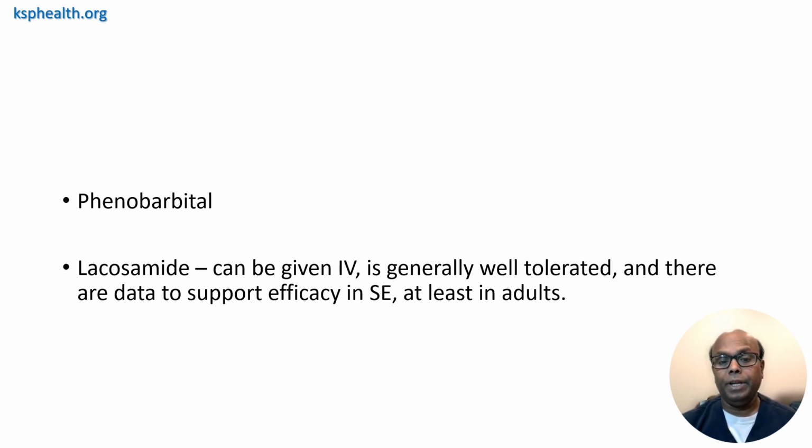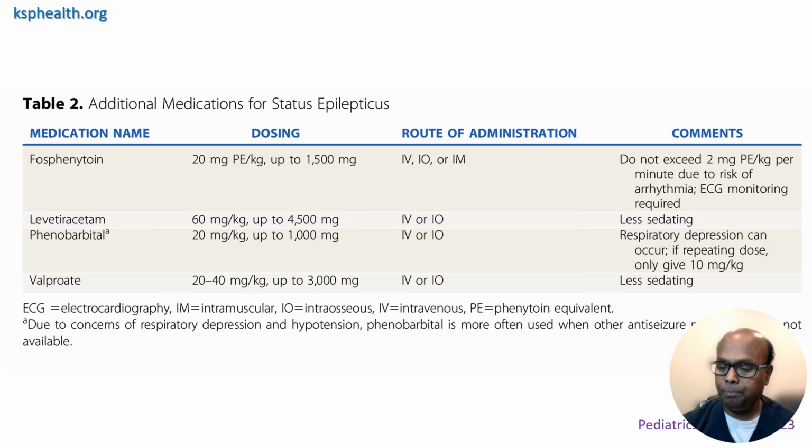Lacosamide can be given intravenously, generally well tolerated. There are data to support the efficacy in status, at least in adults and also in adolescents. As we mentioned earlier, the dose of fosphenytoin 20 per kilo up to 1.5, levetiracetam 60 per kilo up to 4.5, phenobarbital 20 per kilo up to 1, valproate 20 to 40 per kilo up to 3 grams.